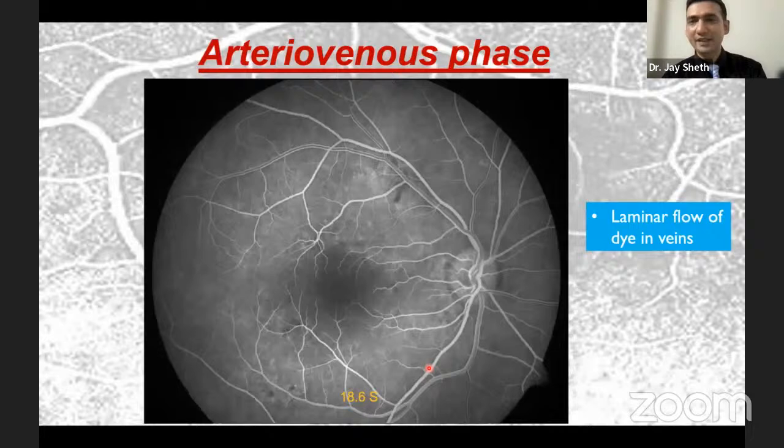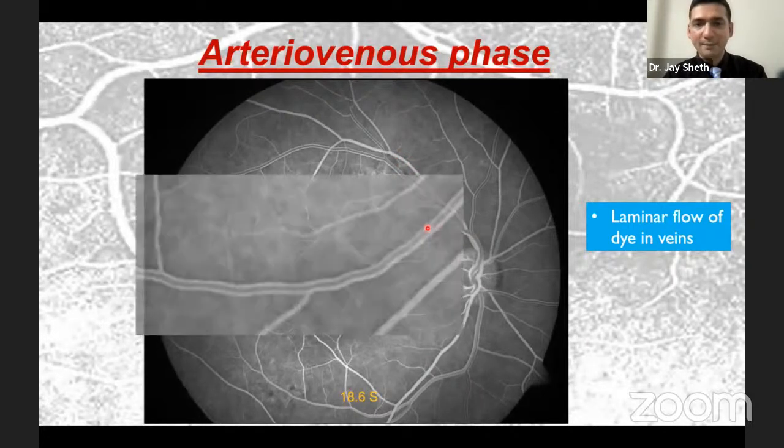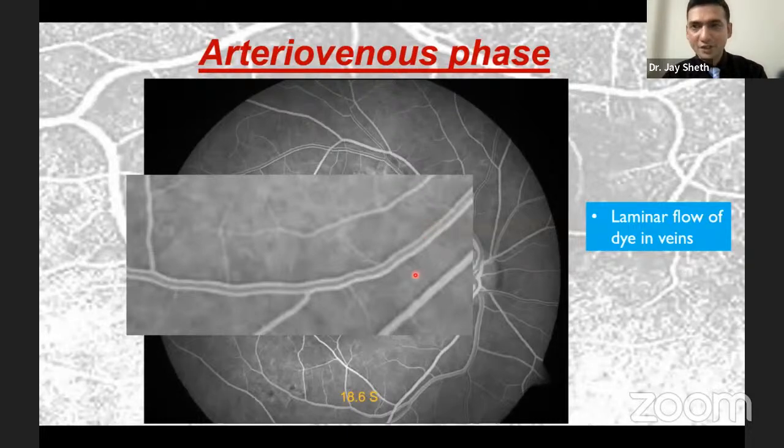Now this is the angiography that is showing the arteriovenous phase. Here one very important thing is we can see the complete filling of the retinal arteries. At the same time, we can see the laminar flow, that is partial filling of the veins. This is a laminar flow, in which the center part is hypofluorescent and the peripheral part is hyperfluorescent. This is because the dye flows along the vessel wall first and then into the center. That is why we see this laminar flow.